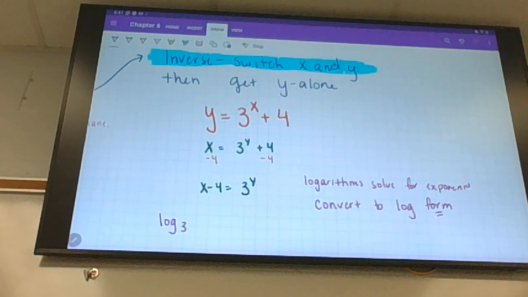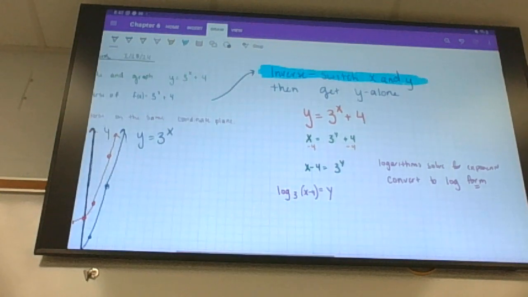Alright, the base of the exponent is the base of the log. I know logarithms solve for exponents, so the exponent will be next to the equal sign. So the argument is actually x minus 4. Log base 3 of x minus 4 equals what? This is a successful inverse.